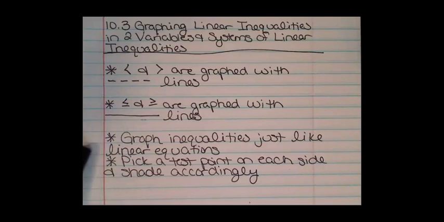And that's really what the next part says. It says graph the inequalities just like linear equations. The only additional thing you have to do is some shading. In that case, you have to pick a test point on each side of your line, and then you have to shade accordingly. I know that doesn't really give you a lot of information, and that's going to make a lot more sense in just a second when I can work through an example with you.